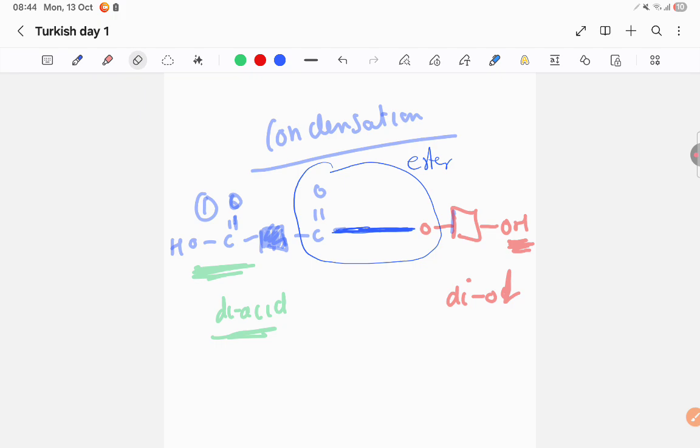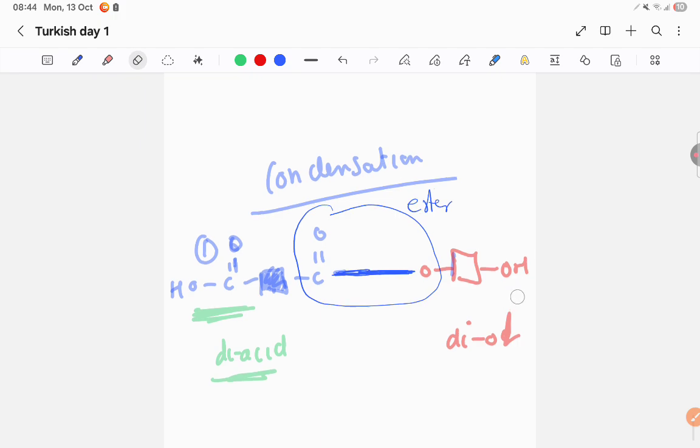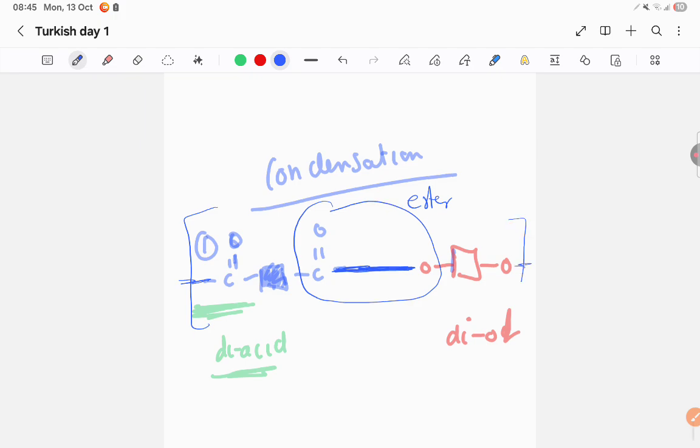Where do I always continue the alcohol? From alcohol, you break the H, right? And from an acid, where do I break the acid? I break the acid at the OH. Remember that? At the OH. Then you just draw a little line like that to show it continues, and put an n. So this is what we call a polyester. Remember, polyester comes from the great love affair of alcohol and acid.